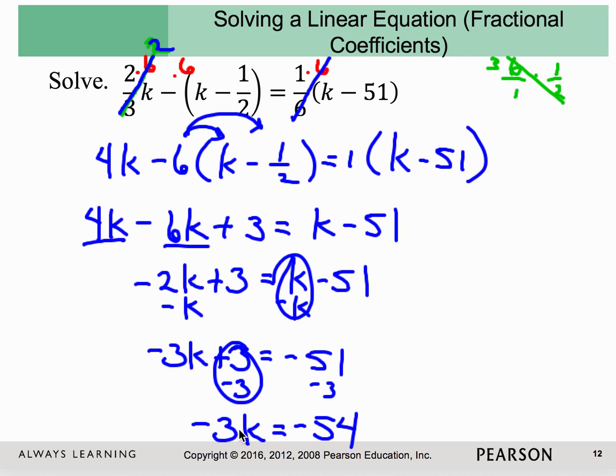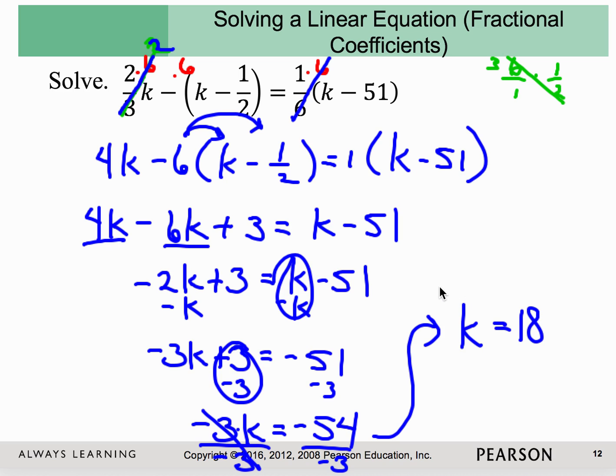Now, undo anything being multiplied by the variable. So divide by negative 3. That leaves us negative 3 divided by negative 3 is 1k equals a negative is positive, and 54 divided by negative 3 is, what's that, 18? If you have to go over to the side and do that, that's fine. And you can check your answer.